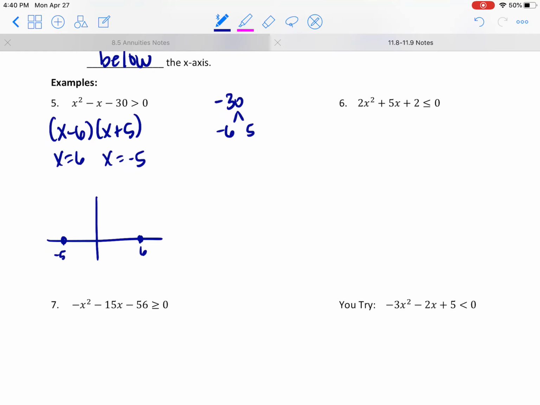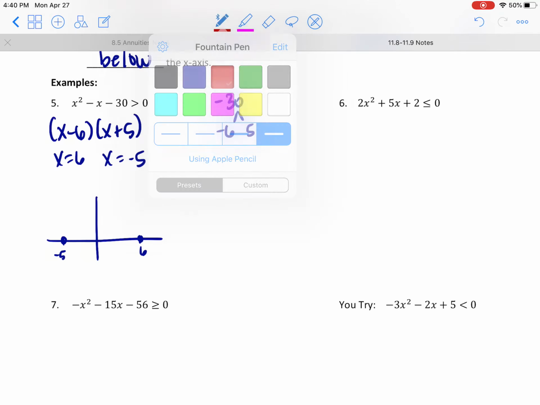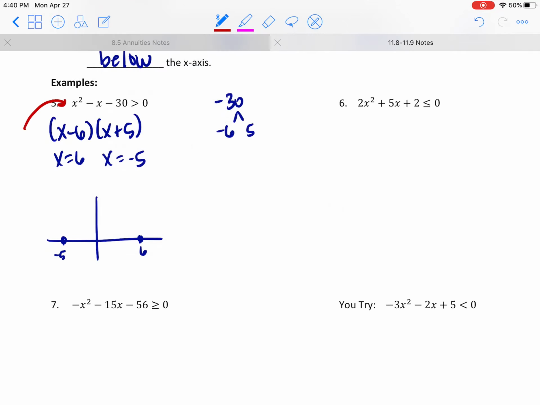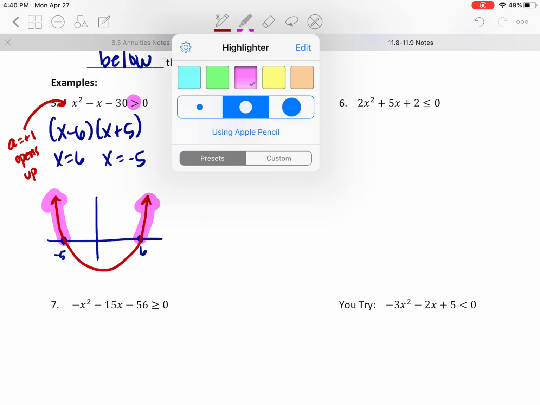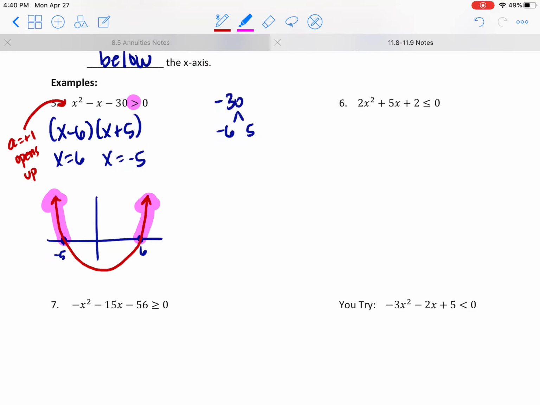Now, if I'm sketching this out, really rough sketch, okay? I know at negative 5 it's going to hit the x-axis, and at positive 6 it's going to hit the x-axis. Now, I also need to know which way the parabola opens. Because the first number here, a, is a positive 1, I know the parabola opens up. So it's going to open up, and it's going to go through these points. I don't know exactly what it looks like, but that is a good enough picture for me, okay?